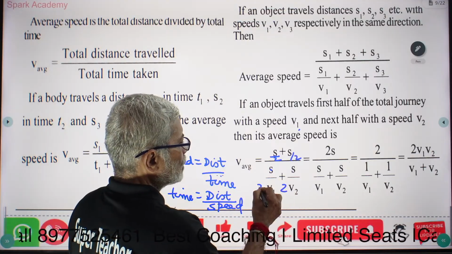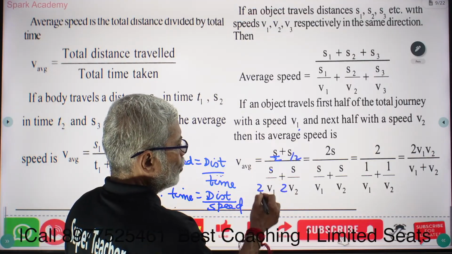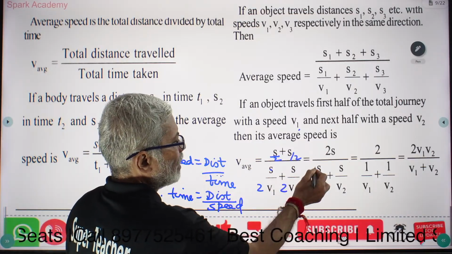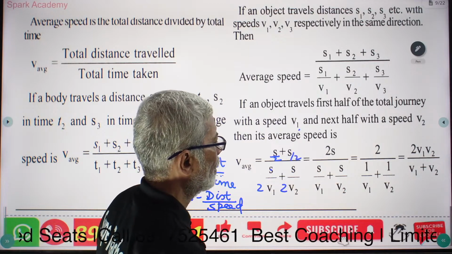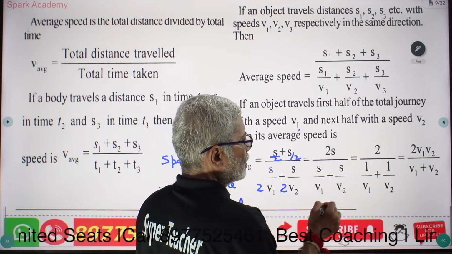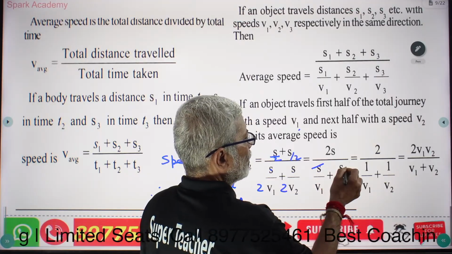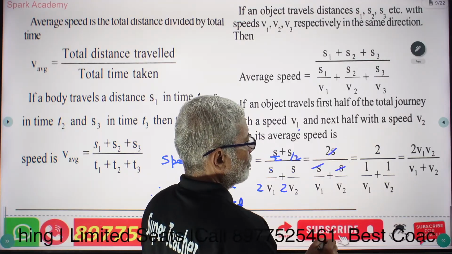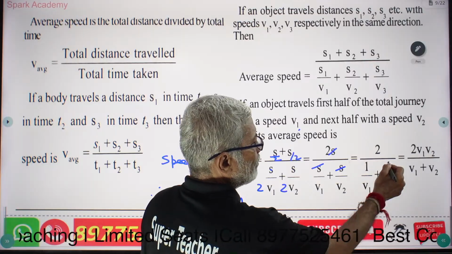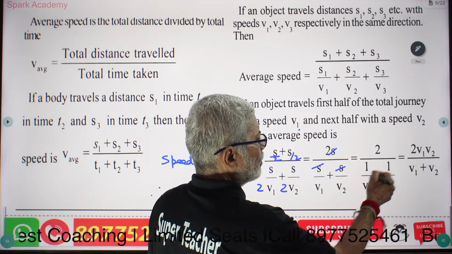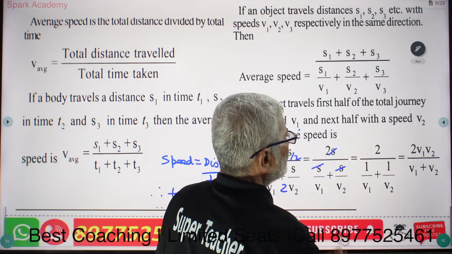And this 2 goes up. If you take 2 common, this 2 will go up. Then what is remaining? S by V1 plus S by V2. Now if you take S common, it will be 1 by V1 plus 1 by V2. This S and this S cancel. So it will be 2 by (1 by V1 plus 1 by V2). With simple algebra, V1 plus V2 by V1 V2, and that will go up.